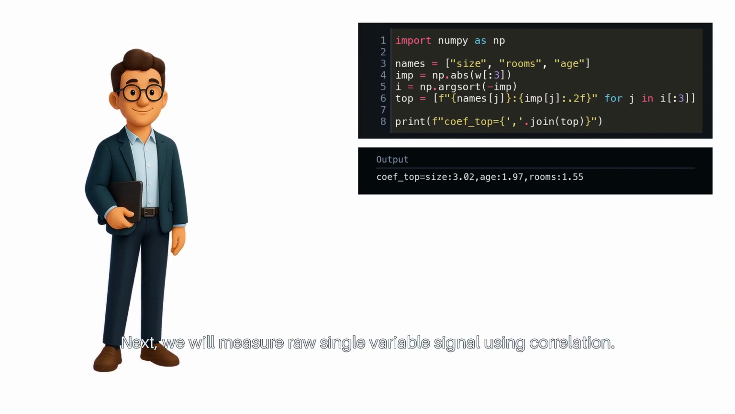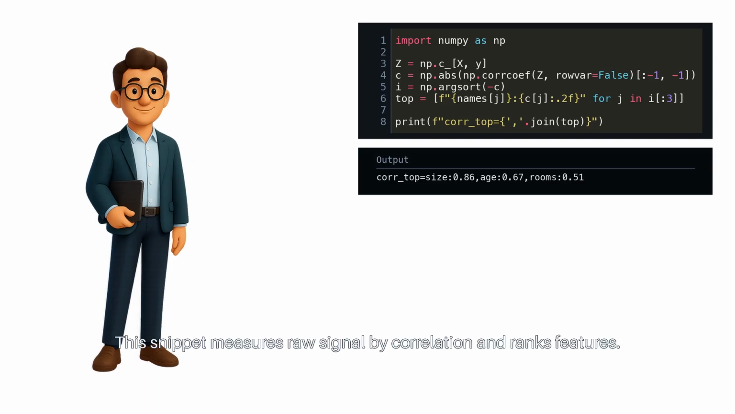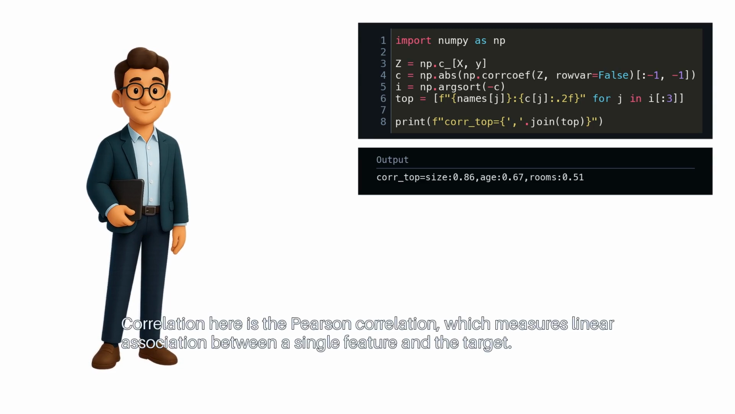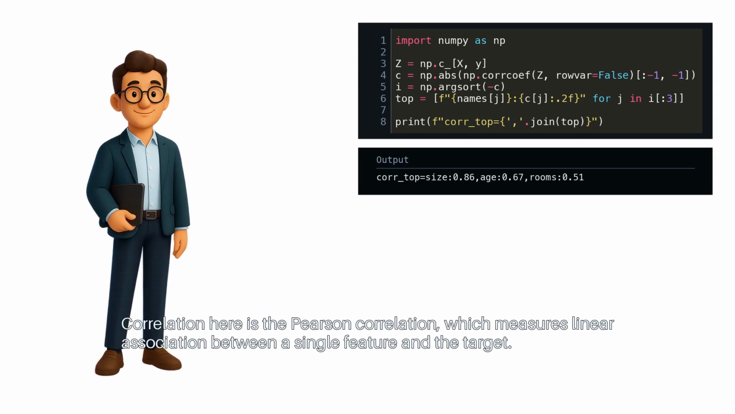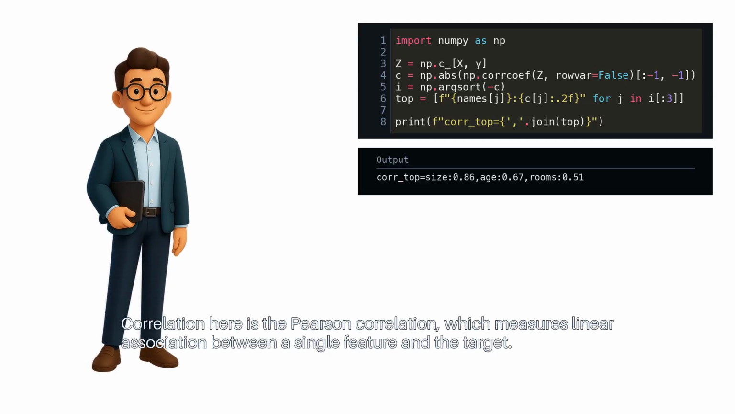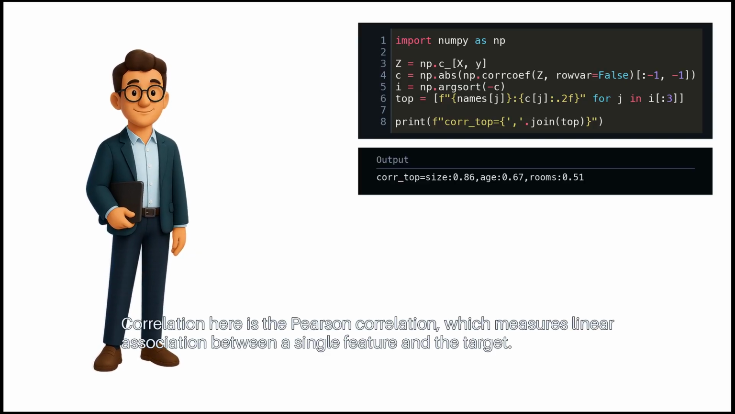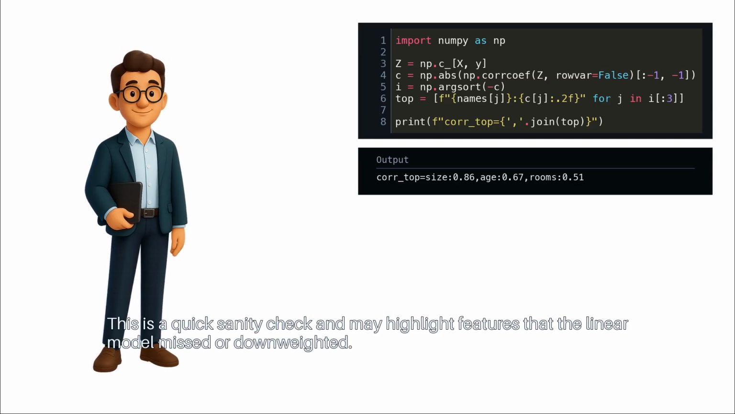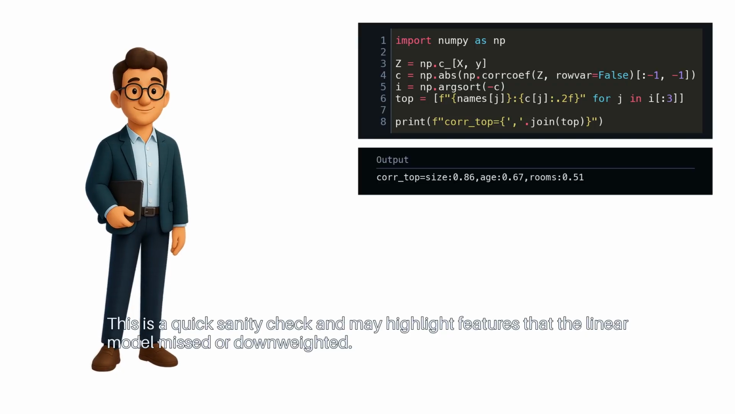Next, we will measure raw single variable signal using correlation. This snippet measures raw signal by correlation and ranks features. Correlation here is the Pearson correlation, which measures linear association between a single feature and the target. The code computes correlation per feature and then ranks them by absolute correlation to show which inputs individually track the outcome. This is a quick sanity check and may highlight features that the linear model missed or downweighted.